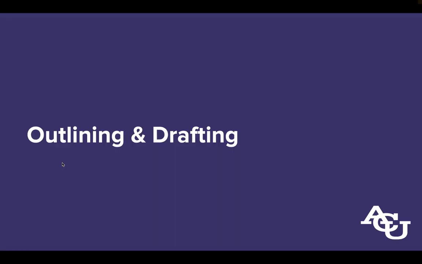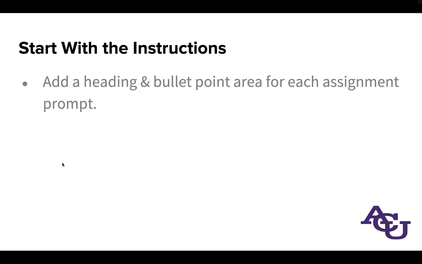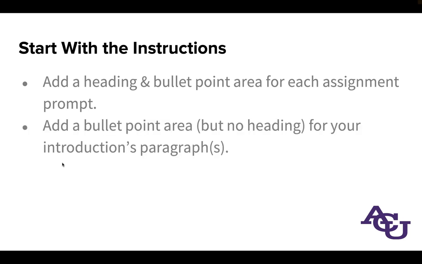So let's talk a little bit about outlining and drafting, because this is going to be at least 2 pages, and we want to make sure that you are doing the things that the rubric says you should be doing. So I would suggest grabbing a copy of the APA course paper template, and to start with the instructions for this assignment, and go ahead and put in a heading and a bullet point area for each assignment prompt.